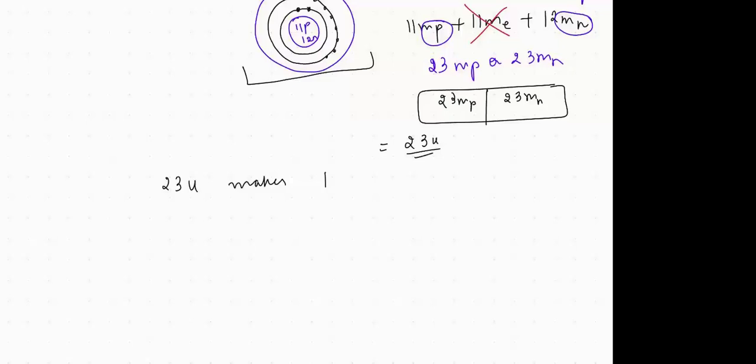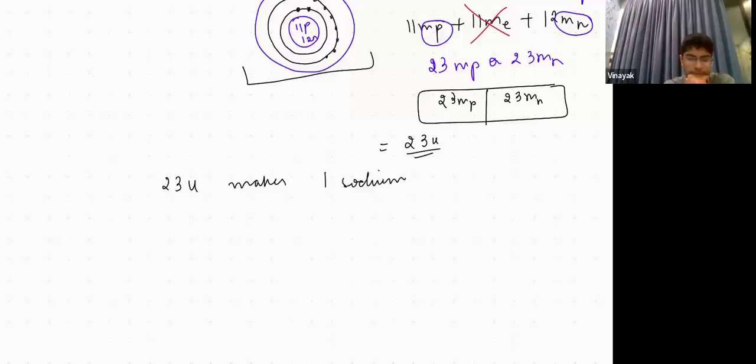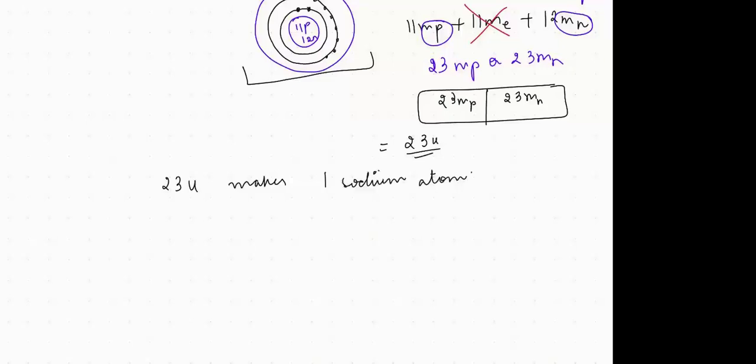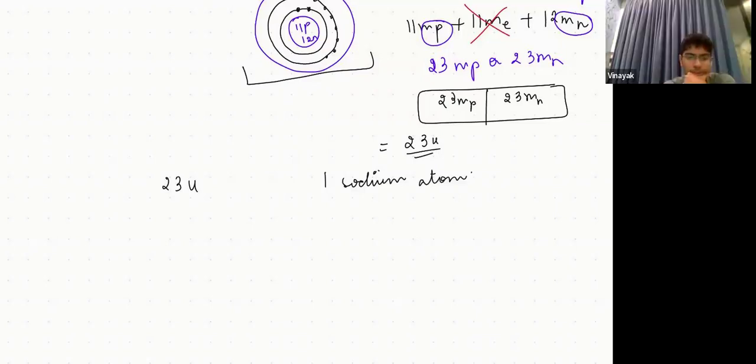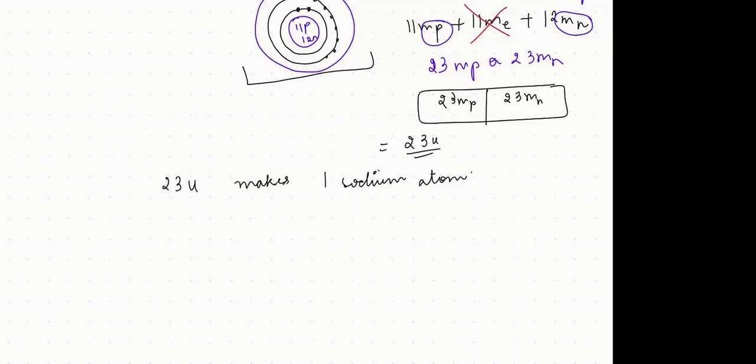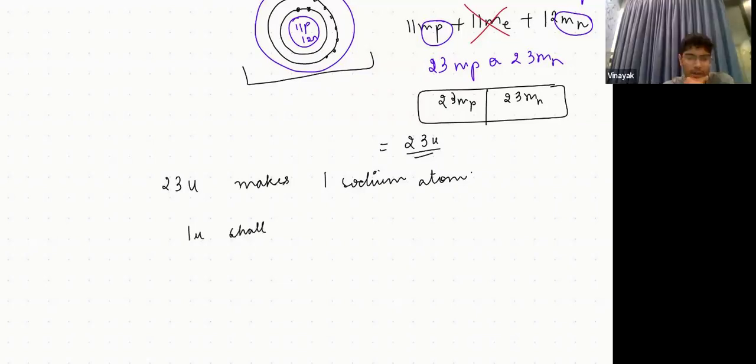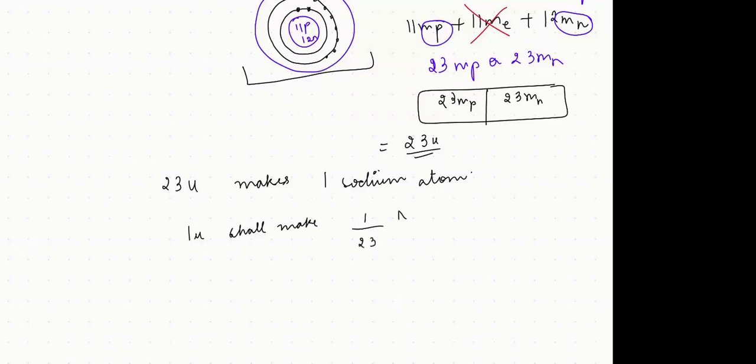So can I say that 23 u makes only one sodium atom? Are you understanding? 23 u shall make one sodium atom. Any doubts? So 1 u shall make 1 by 23 of a sodium atom. You understand? So what is 1 u basically?